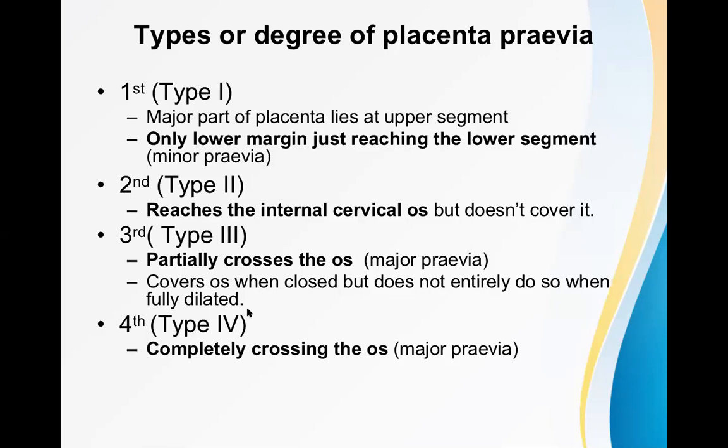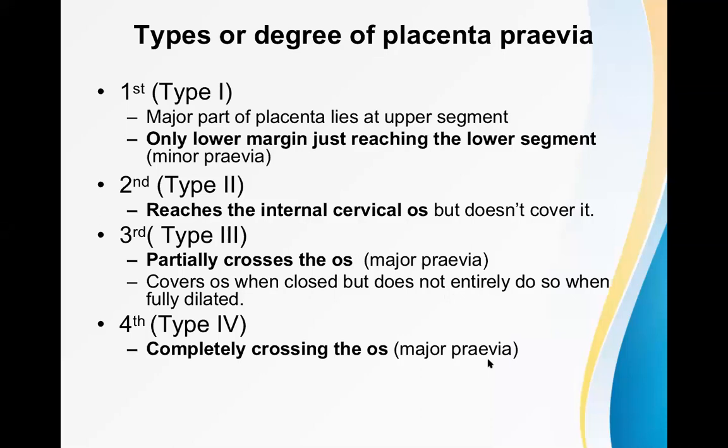Remember one point, during delivery or the process of labor, during the first stage of labor, the cervix is dilated up to 10 centimeter. So during that time, this type 3 placenta previa also will not completely cover the internal os, but when it is closed, then it will cover. The most complicated type is type 4. In this situation, the placenta completely crosses the internal os. So we can say type 1 and type 2 are called minor placenta previa, and type 3 and type 4 are called major placenta previa.